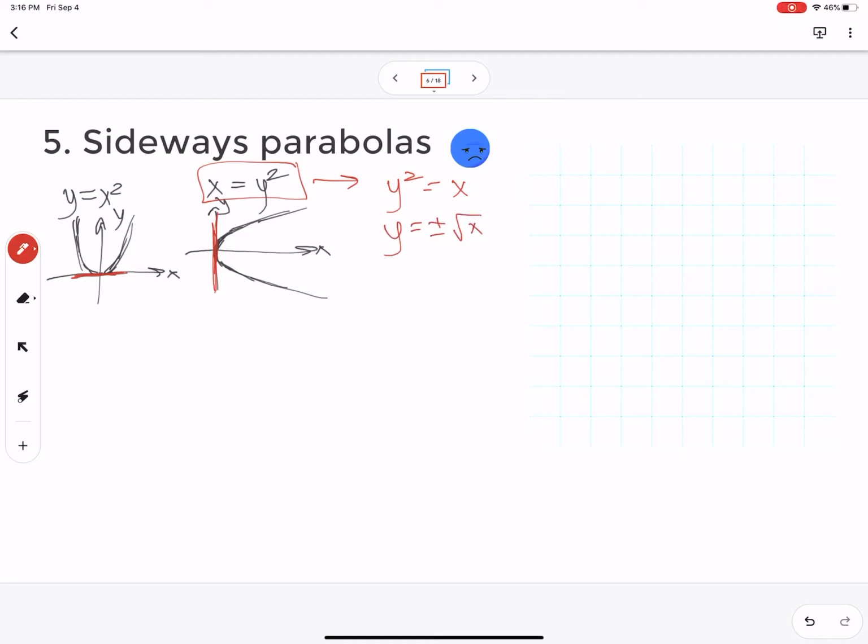So I solved for y by taking the square root of both sides. Remember, when you take the square root of both sides, you need the plus and minus. So you have your positive square root of x and your negative square root of x. The positive square root of x will be the non-negative parts of your sideways parabola, and your negative square root of x are going to be your non-positive parts of your sideways parabola.